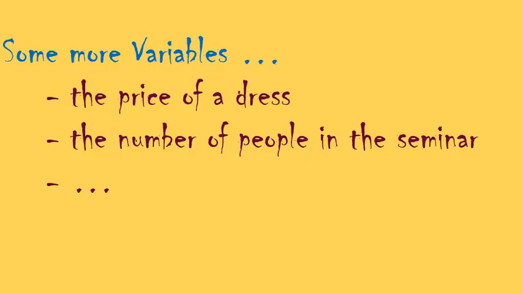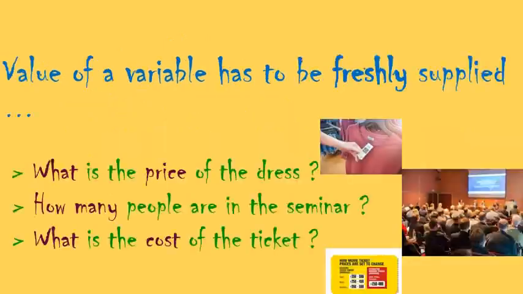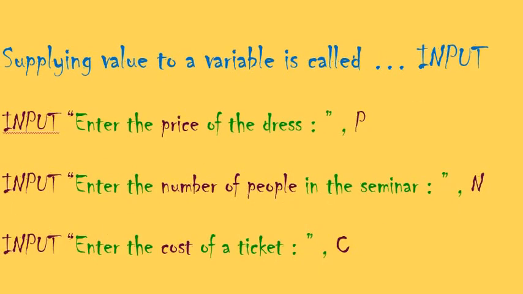So, if I now look at some other examples, we'll say the variables are those whose values are to be freshly supplied. Like, what is the price of the dress? How many people are in the seminar? What is the cost of the ticket? In this way, I can identify a variable. Then, supplying a value to a variable is called input in a program.